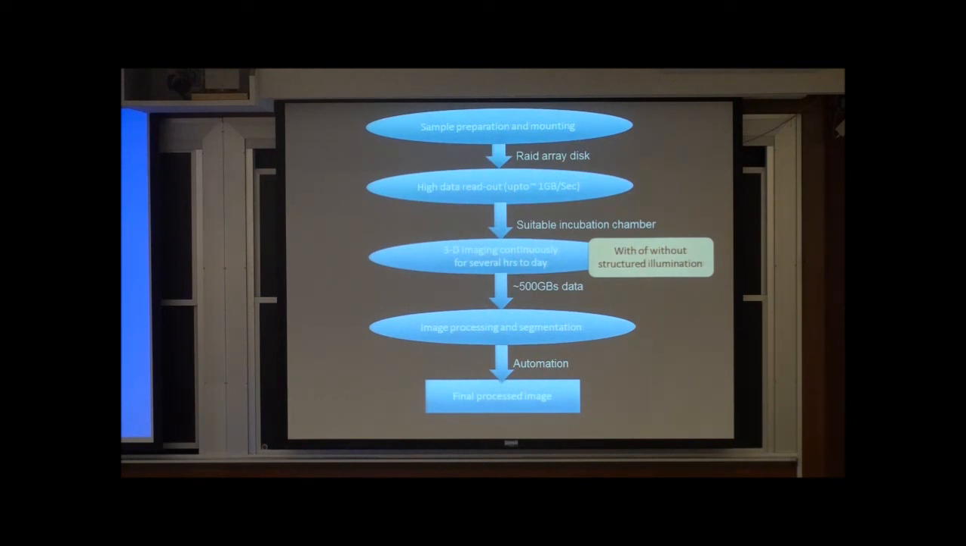And the second thing is we want to take these 3D images, with or without structure if you want to do structured illumination, and which easily go to several hundreds of gigabytes of data. And then to do this kind of image processing and segmentation, you need a lot of automation. So you have to do a lot of automation and segmentation, and ultimately you get the final image processing.